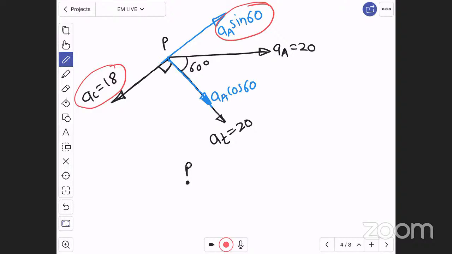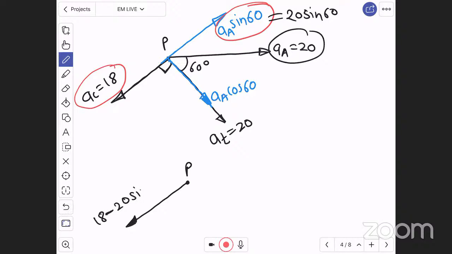In line है, opposite direction में है, तो subtract होगा. Therefore, here in this direction, the net resultant along this direction will be 18 minus AA. AA is nothing but 20 sin 60. AA is given 20. 18 minus 20 sin 60 इस डायरेक्शन में चला जाएगा.